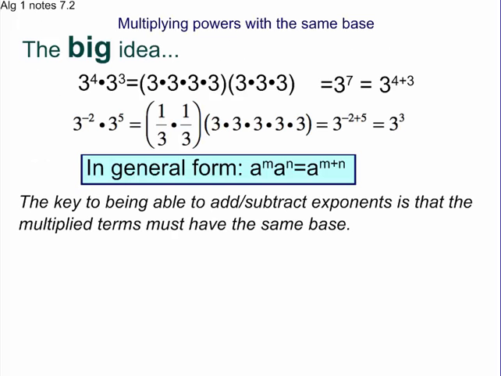Okay, so let's go back here to slide 1. Now, the big idea, multiplying powers with the same bases. Right off the bat, we've got to get this idea of same base in our head whenever we're multiplying powers. So the big idea, I have 3 to the 4th and 3 to the 3rd. 3 is my base, because those are the bases of the exponents. They are the same, so I can multiply them together.